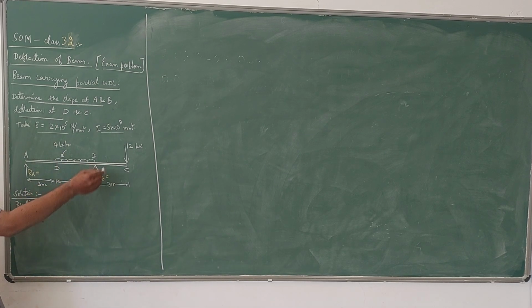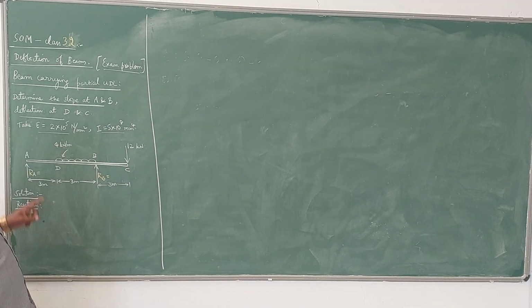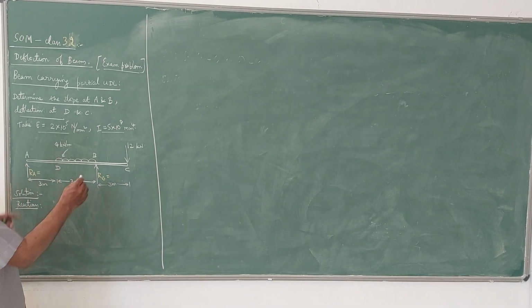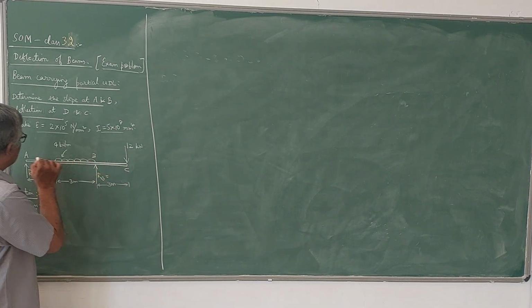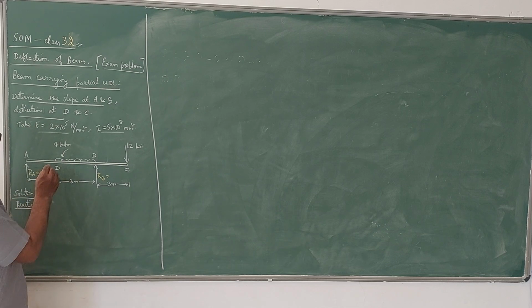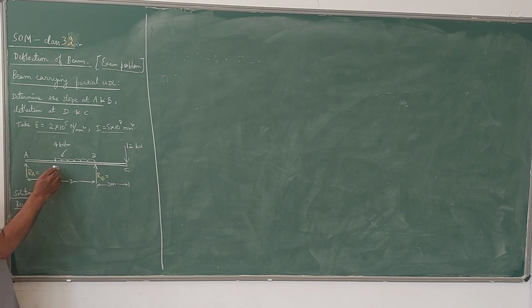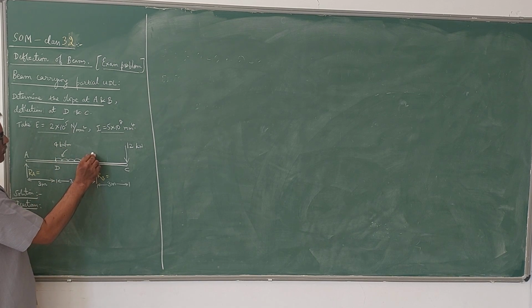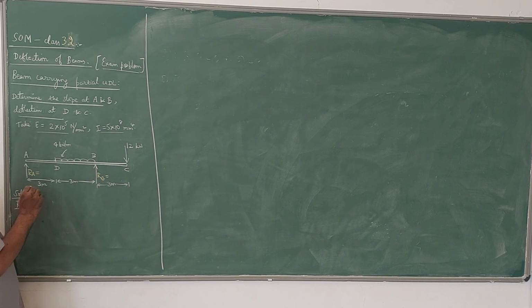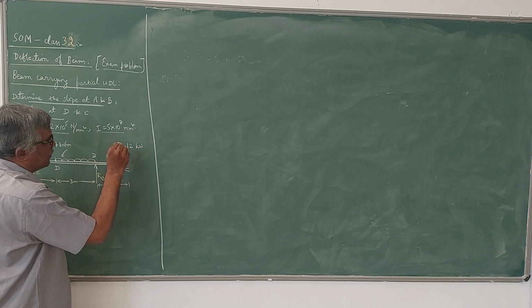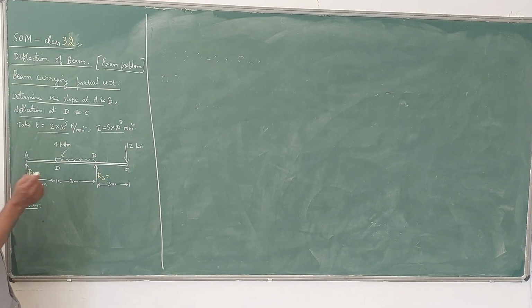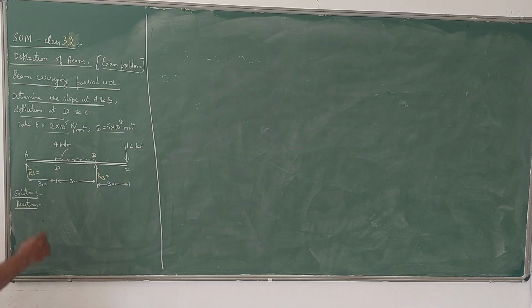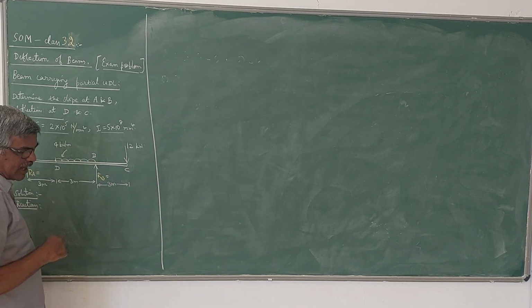So this is the beam. If you observe the beam, this is an overhanging beam. So BC is the overhang, A and B are the supports. It carries a partial UDL of 4 kN per meter from D to B over a span of 3 meters and a concentrated load of 12 kN acting at the free end C. So span is total 9 meters.